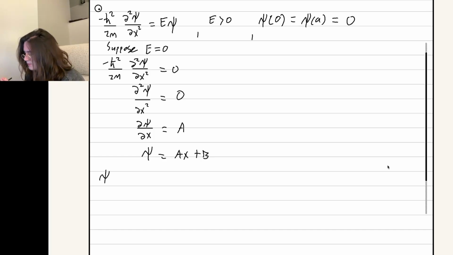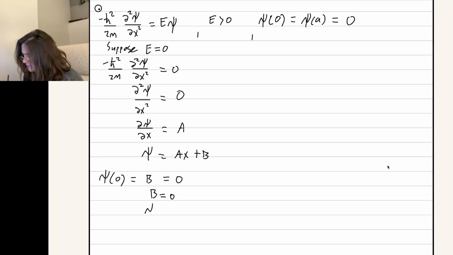But the problem arises whenever we plug in our boundary conditions. So if we look first at x equals 0 and plug this into our wave function, we have that it's just b. And we know that this has to equal 0, so we found that b is equal to 0. Cool. So our wave function is now just looking like ax.